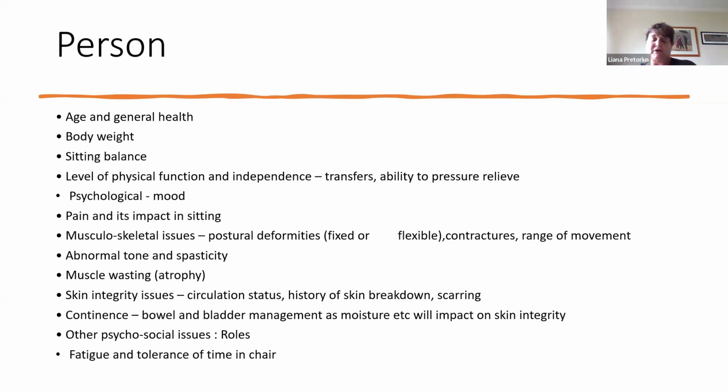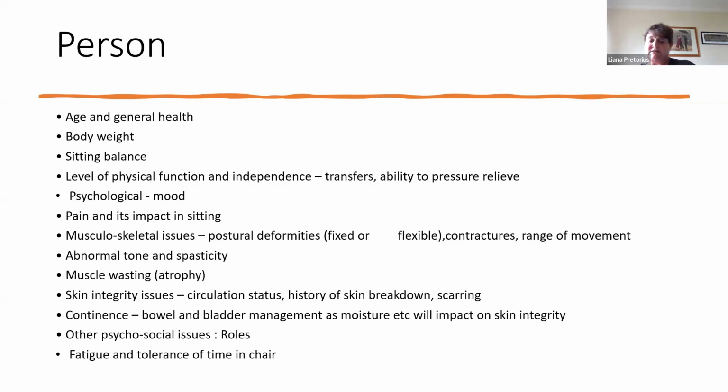Of course, with any neuro condition comes abnormal tone and spasticity. And think about if someone has spasms, how will that affect how they sit in the chair? Also, if they are now not able to move their muscles as much, they will atrophy. So how does that influence them? We talked a bit about skincare already. So think about their circulatory status. Have they got any history of skin breakdown before?